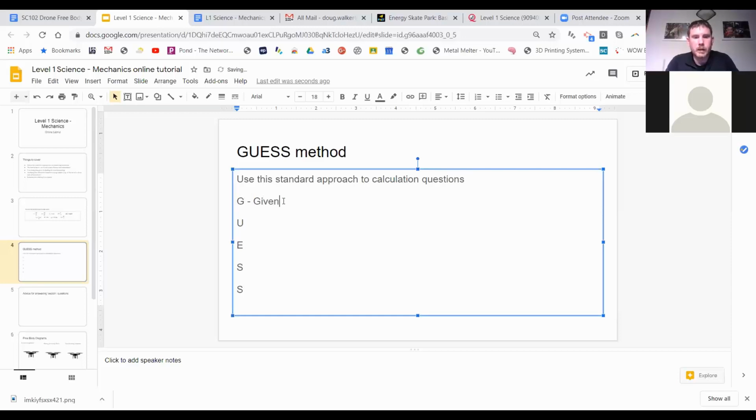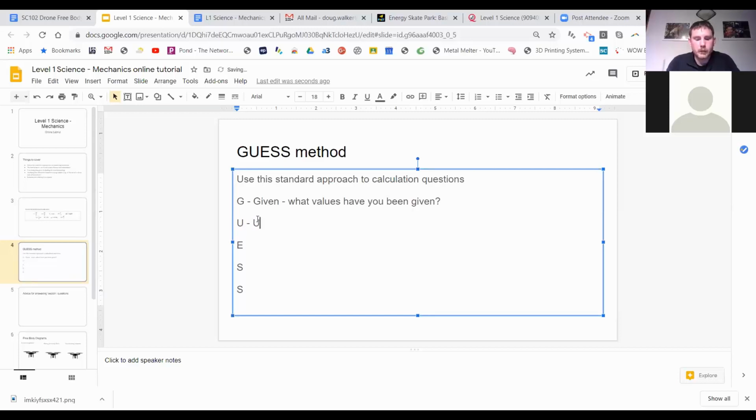G stands for given, and that is what values have you been given in the question. And you write those down with the symbol next to them. So I think what I'll do is I'll pop in a little example once I've gone through the method and show you how that applies.